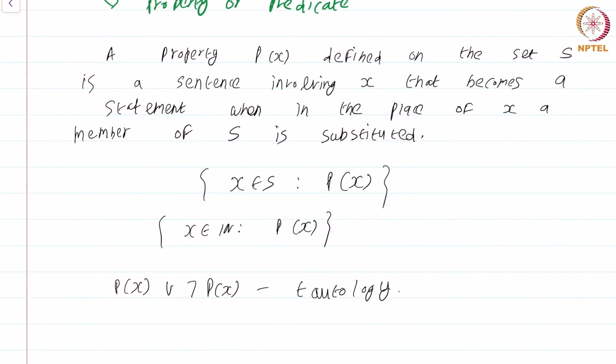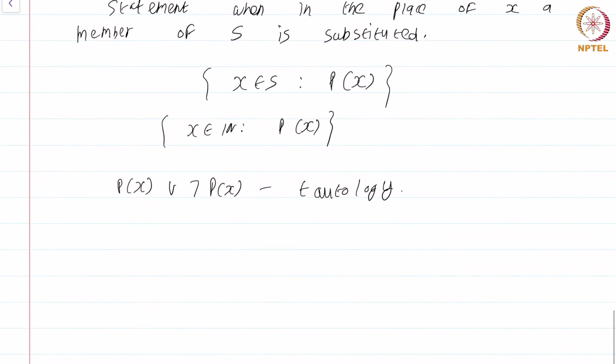It's still going to be a tautology because a tautology does not depend on the nature of the individual letters that constitute the statement, but rather it depends only on the meaning of the logical operators. Either a statement is true or not. Therefore, P of x or negation P of x is a tautology. So we have proved the grand theorem that every natural number is either odd or even.